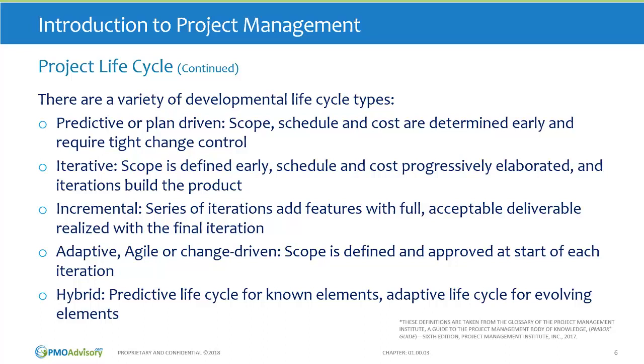Another possibility is a hybrid life cycle. This can combine any of the previous life cycles we've discussed. Some elements might be predictive, some might be agile. Some phases of a project could be predictive and some could be agile. So this is basically any possible combination of the other life cycles.